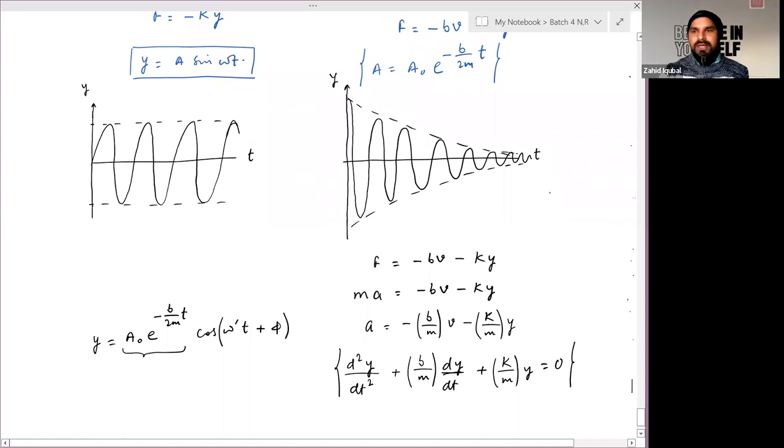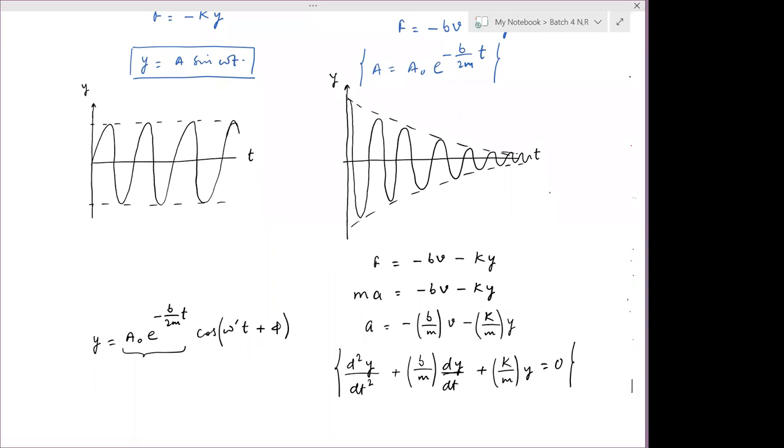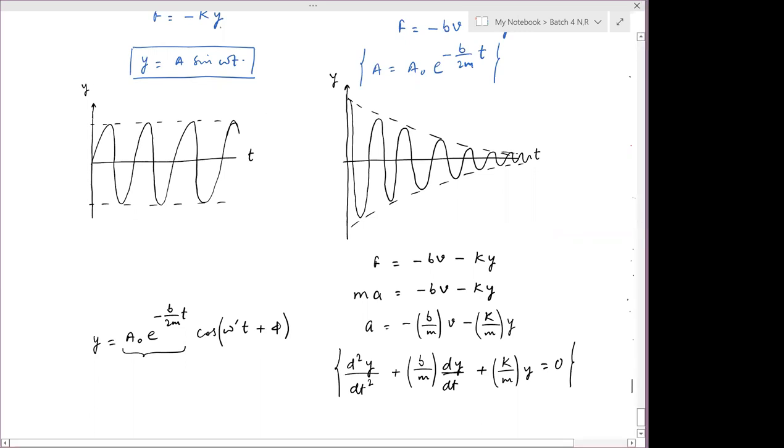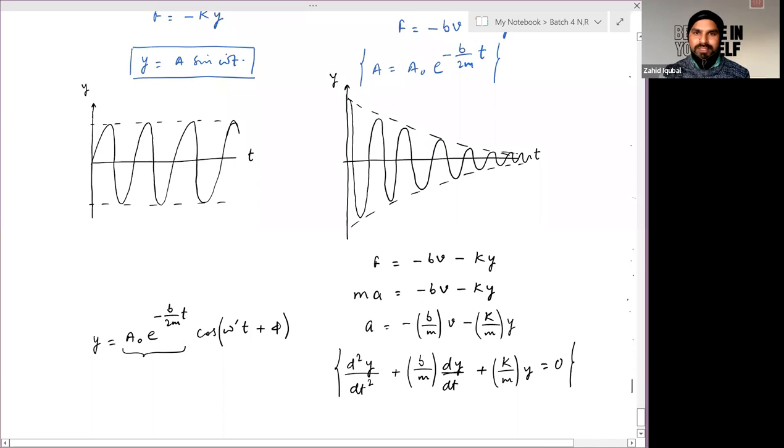Any doubt up to this part? Sir, is minus b by 2m t the exponential power of e? Yeah. Okay. b is the damping constant, and minus b by 2m times t is the exponent of that exponential function. With the value of t, it is exponentially decreasing. Okay, sir. Also, numericals won't come from this part. No, there will be no numerical related to this part.